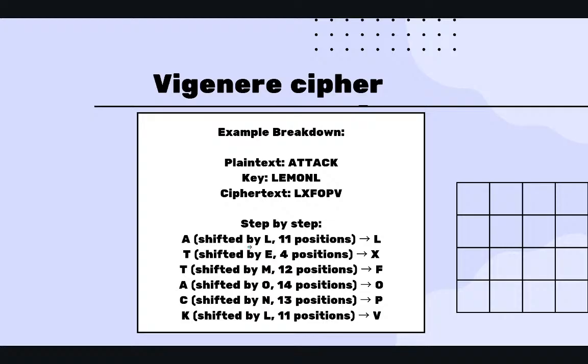When I say shift it by E, I mean shift it by 4, because E is at the fourth index in the alphabet. The first index would be 0, which is A. The second index would be 1, which is B. Similarly, E is the fourth index, and so you're going to shift T by 4 positions, and you will get X. Do that with all the characters, combine all the plain text with the key, and you'd get the cipher text.